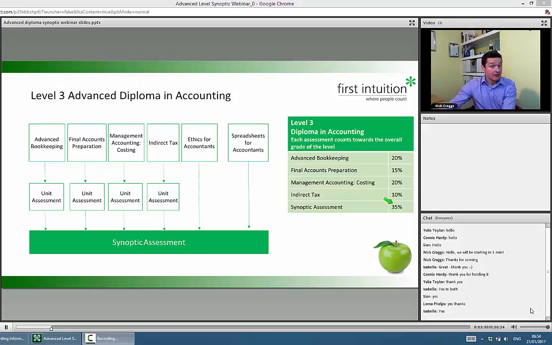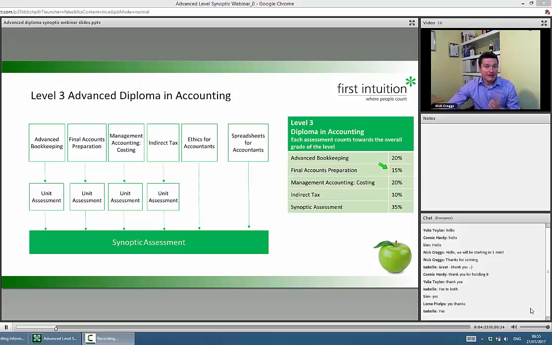As you can see on the right-hand side, the Synoptic, as you can imagine, because there are 2 units that are not assessed anywhere else, makes up a large proportion of the overall weighting. Indirect tax is only 10%. It is quite a small unit anyway. Management accounting, costing, and advanced bookkeeping, the old accounts prep and costs and revenues, are quite big units. They make up quite a lot of the weighting towards the overall grade. We'll come to the overall grades later. And final accounts, a relatively small one, is only 15%.